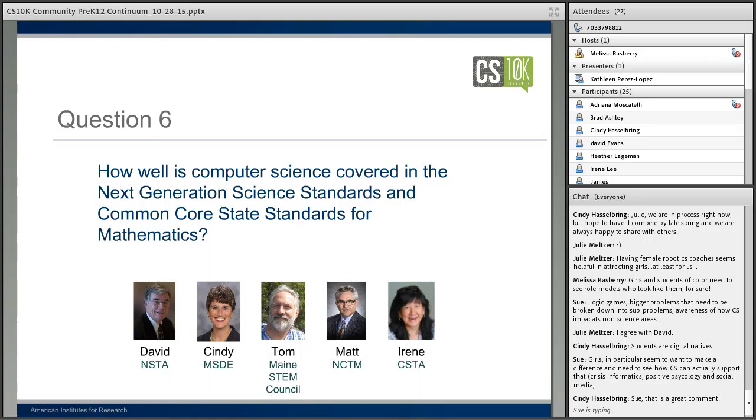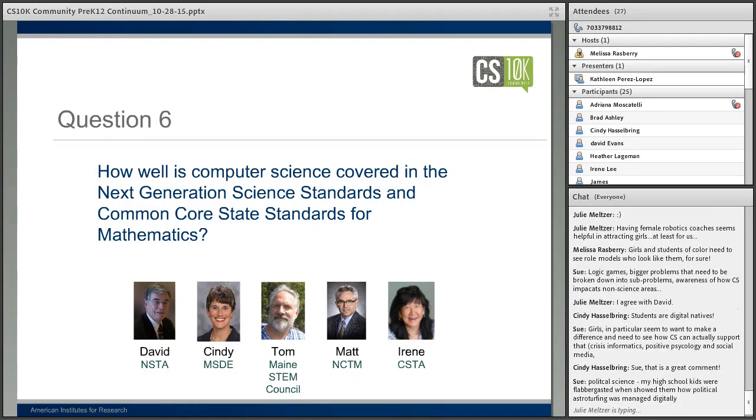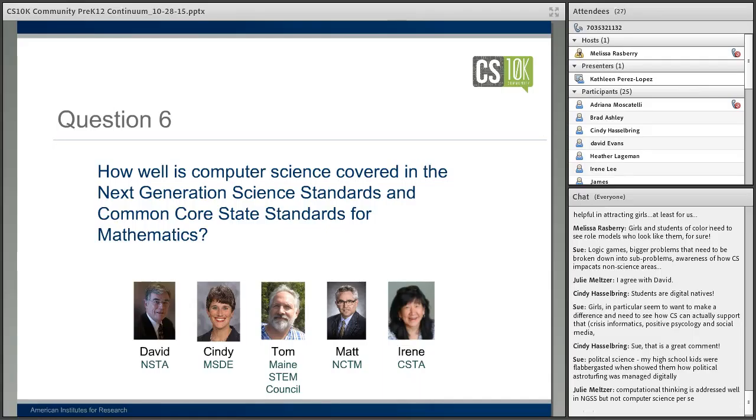So now talking about standards, how well is computer science covered in the Next Generation Science Standards, the Common Core State Standards for mathematics, and I forgot to add here the CSTA standards. Do we have ideas on this? I'll jump in first and say in NGSS they're not covered explicitly. All those terms we talk about, computational thinking and algorithmic thinking and so on, are all in there. But if you actually look through NGSS and look for computer science, I don't think you find it at all.